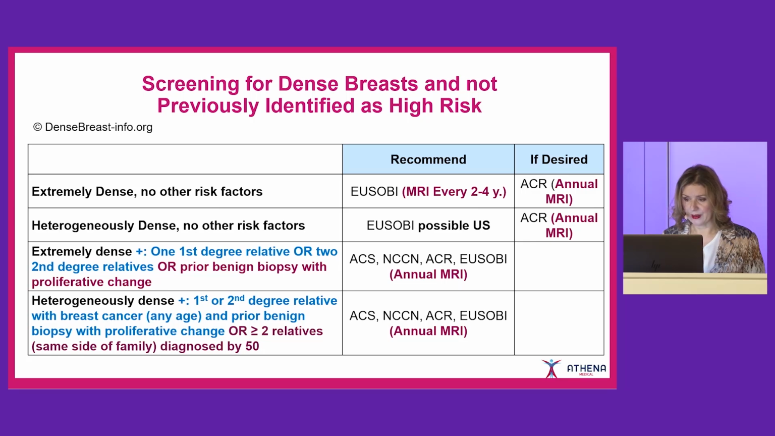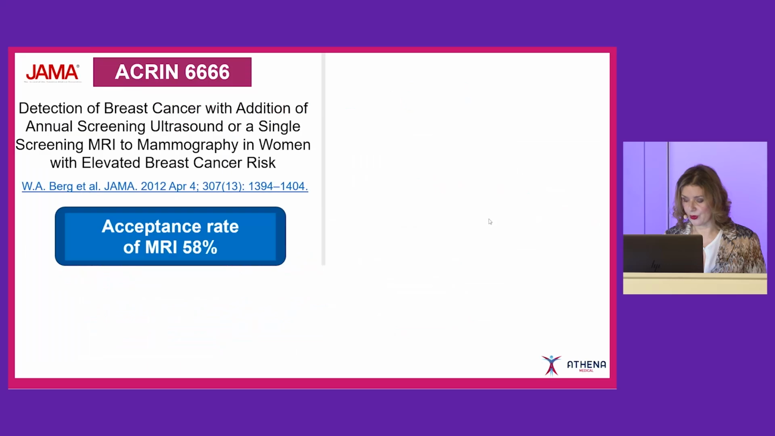More guidelines have been issued from other societies from the USA, where you can see here that in women with extremely and heterogeneously dense breasts, the ACS, NCCN, or ACR are also recommending MRI, but they recommend annual MRI. In women with heterogeneously dense breasts, USOBI recommends possibly to have breast ultrasound.